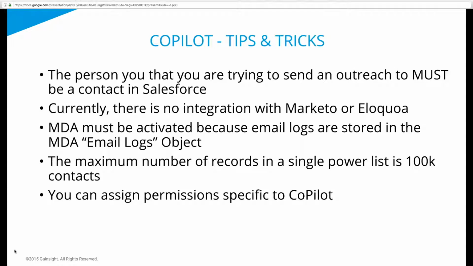So make sure that that's something that's been activated within your org, and if it isn't, please reach out so that we can make sure that that's done and walk you through it if it's not something that's been taken care of. The maximum number of records in a single power list is 100,000. If you go over that, the power list could have problems and not send. That is, of course, as of the time of this recording.